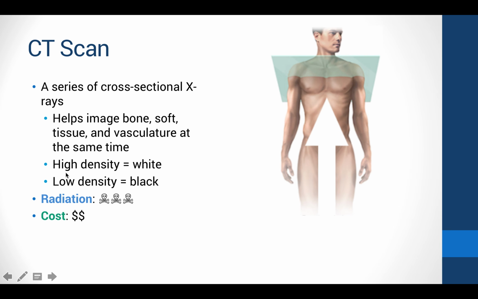Again, high density structures are going to be white, so your bones are going to look white. Low densities are going to be black, so the air in your lungs is going to be black, and everything else is going to be some shade of gray.